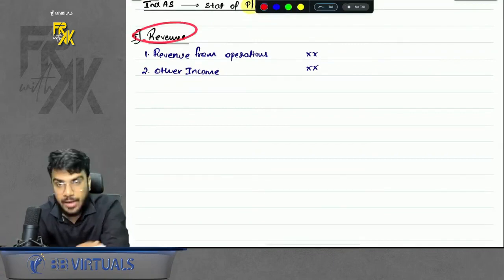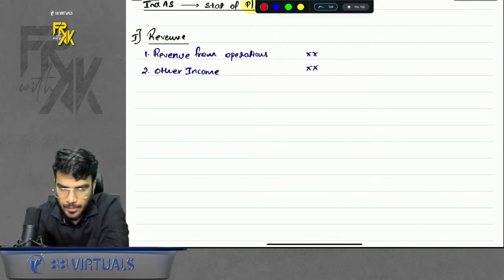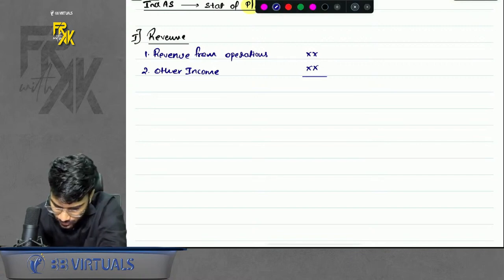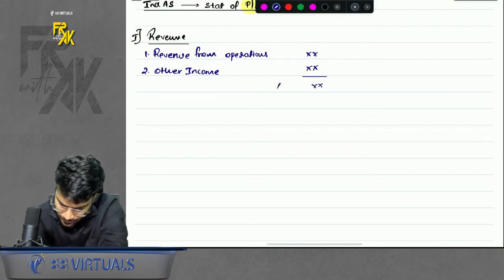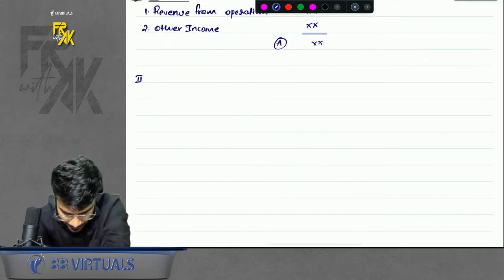So under revenue we have two categories: revenue from operations and other income. Okay. Okay, sir. Then if we total this out, we will get total income. Okay, sir. Then the second category is expenses.